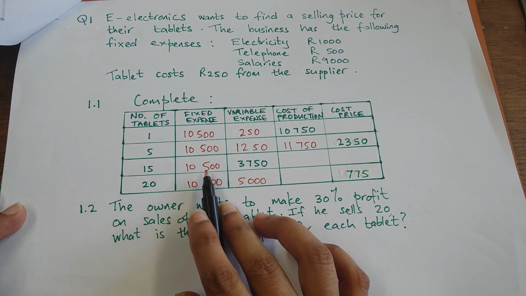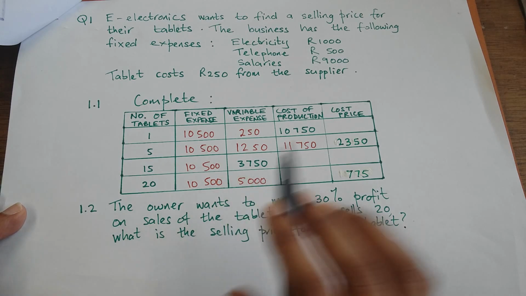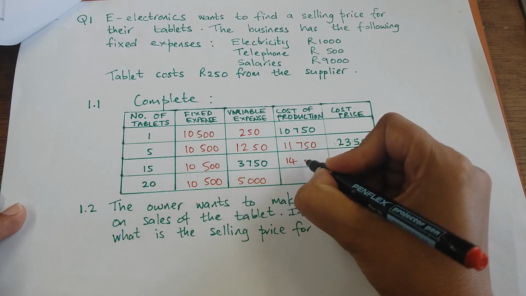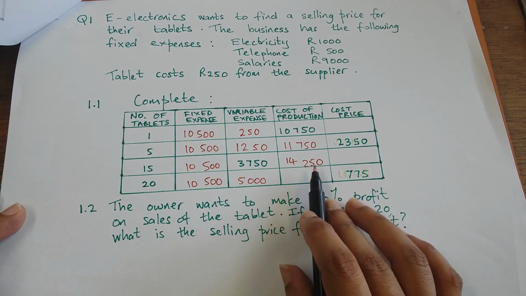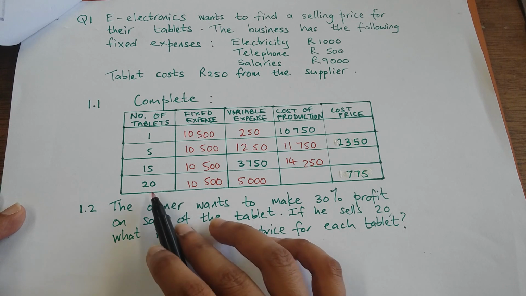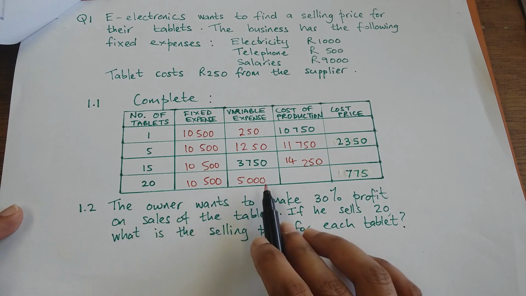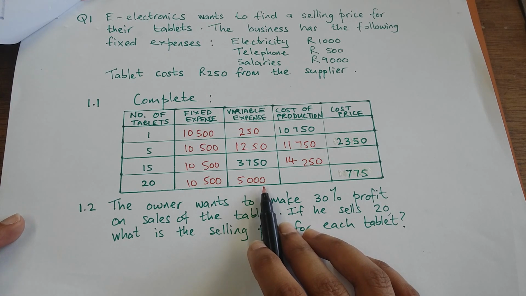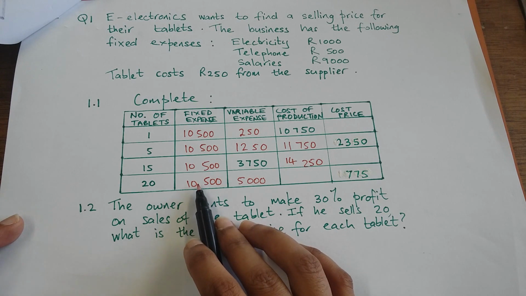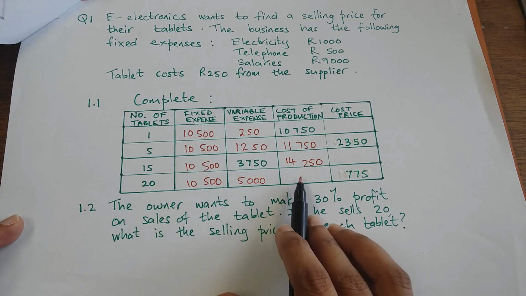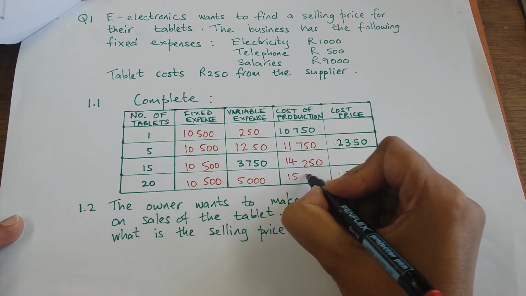15 items. 10,500 plus 3,750 gives me 14,250 rands. Lastly, 20 tablets, fixed expenses 10,500, my variable expenses 5,000. So my cost of production is equal to my fixed expense plus my variable expense, which is going to give me 15,500.